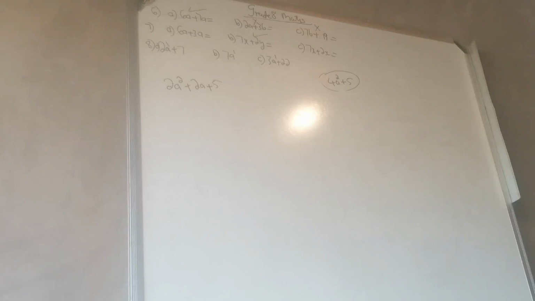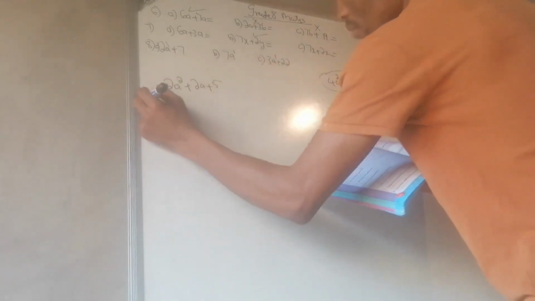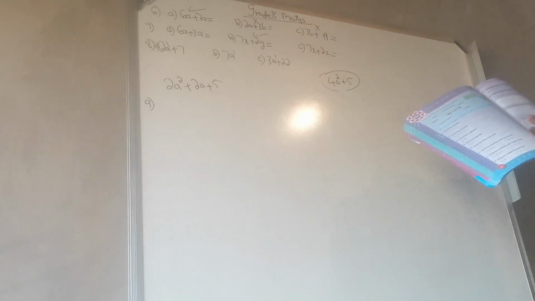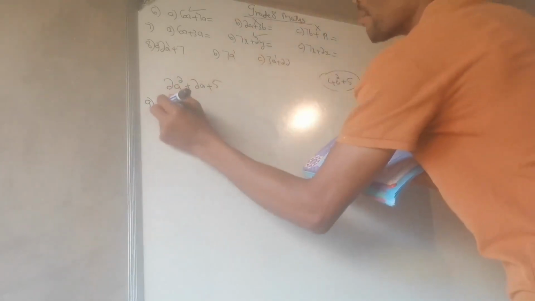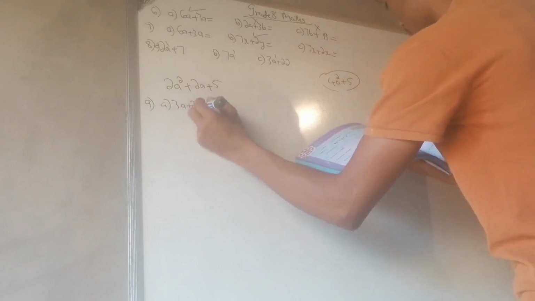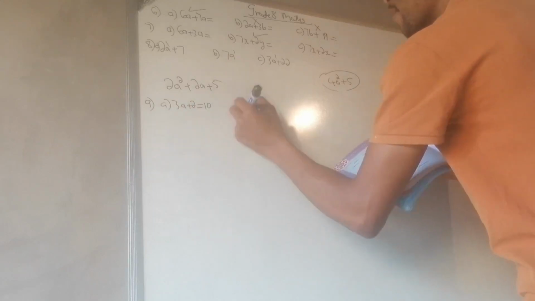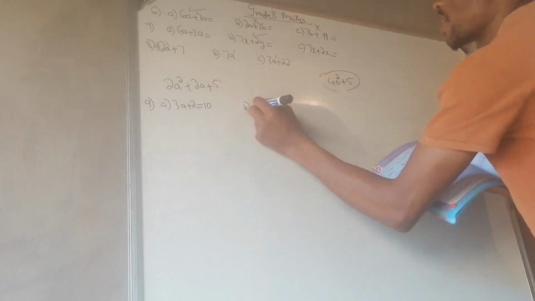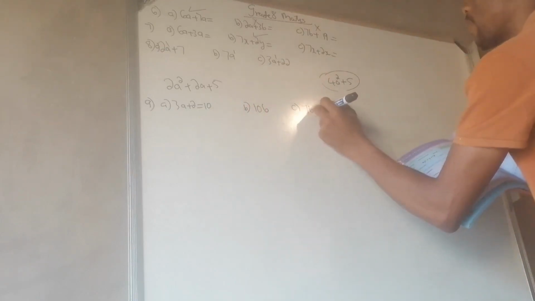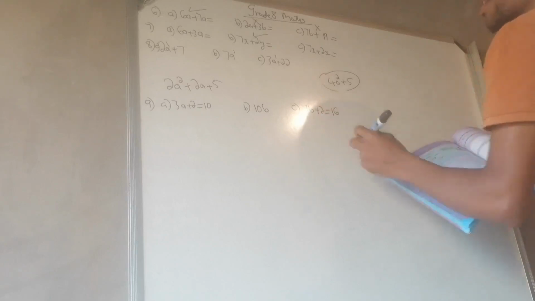And then number 9: circle the algebraic equations. Number A, you are given 3a plus 2 equals 10. Number B, you are given 10b. And number C, 7b plus 2 equals 16.